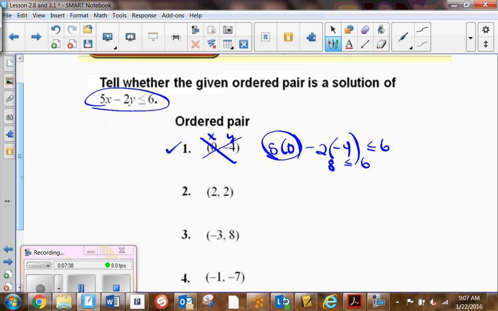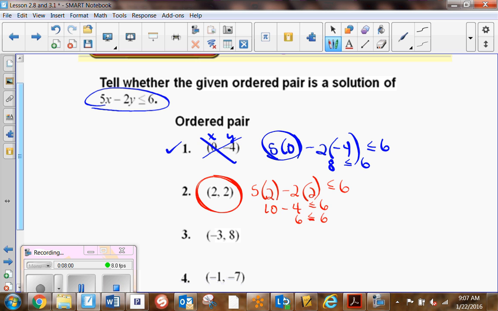How about 2, 2? Well, let's plug it in. 5 times 2 minus 2 times 2 less than or equal to 6. 10 minus 4 less than or equal to 6. 6 is less than or equal to 6. That's true because it is equal to. So yes, this is part of the solution set.